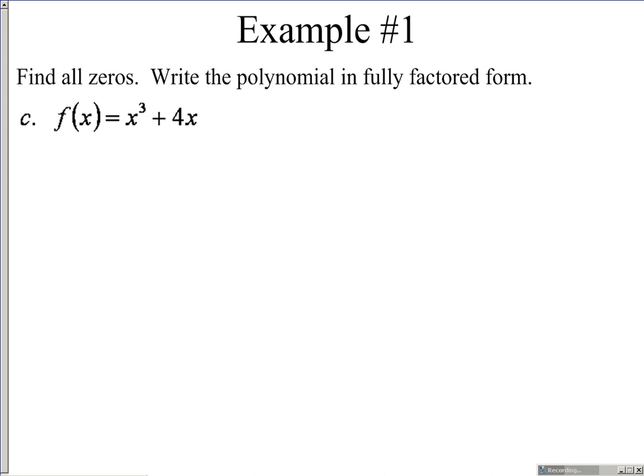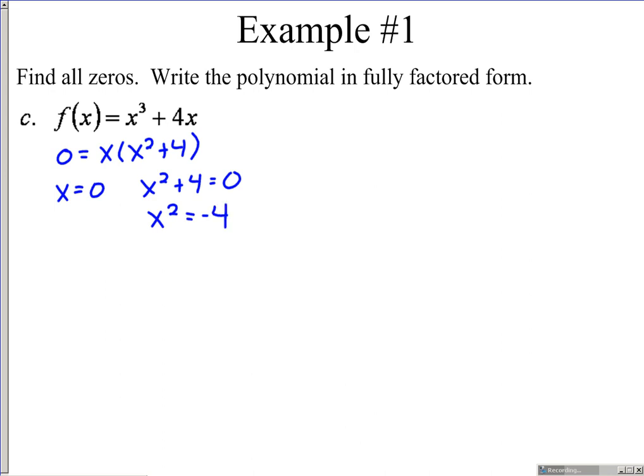Letter C, same thing. Find all zeros, write the polynomial in fully factored form. Well, this polynomial right off the bat here is factorable. We can pull an x out of everything. So let's go ahead and plug in 0. As we do that, I'm going to take an x out. So we're left with x squared plus 4. Once we have a polynomial that is factored and it's equal to 0, we can take each factor and set it equal to 0. There's our first solution at 0. Let's solve this second one.